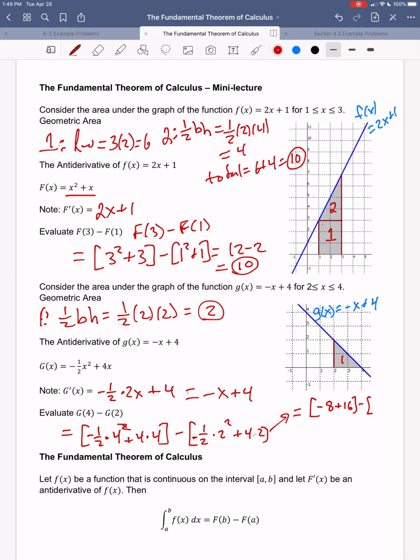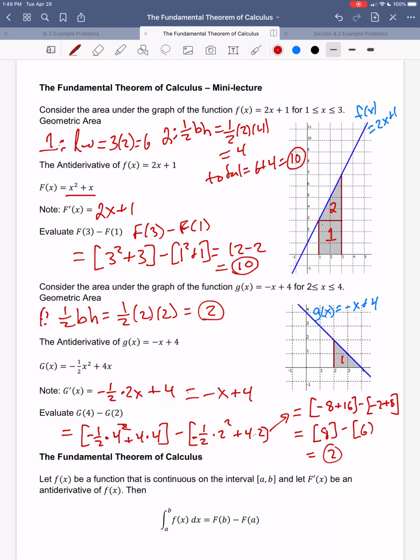Negative a half times 2 squared. Right? So here, 2 squared is 4. Negative a half times 4 would be negative 2. 4 plus 2 is 8. So negative 8 plus 16 gives me 8. Negative 2 plus 8 gives me 6. 8 minus 6 is 2.